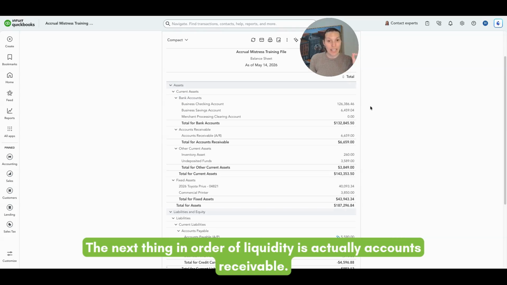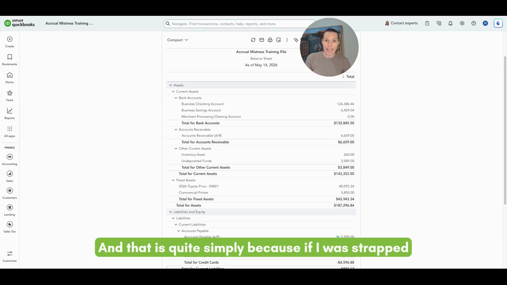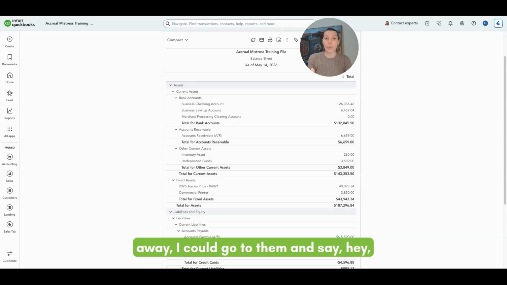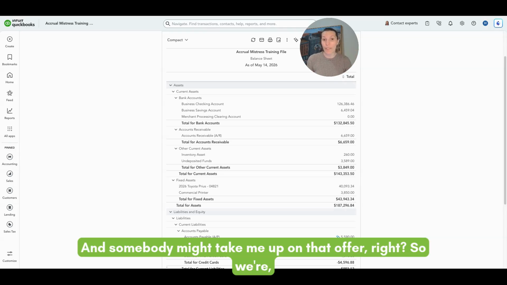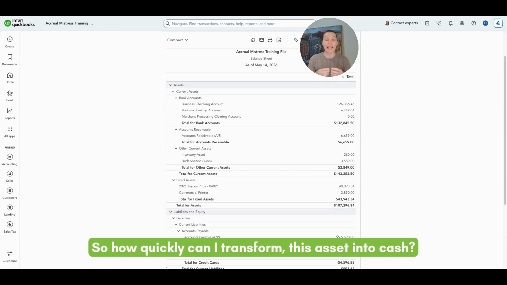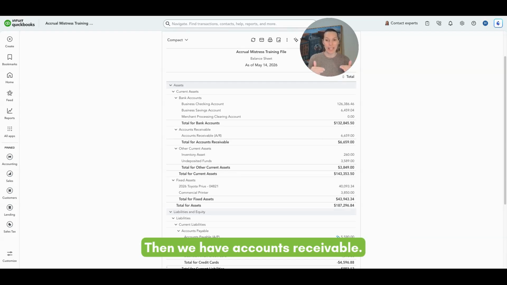The next thing in order of liquidity is actually accounts receivable. And that is quite simply because if I was strapped for cash in my business and needed people to pay me right away, I could go to them and say, hey, how about a 10% discount on your invoice if you pay me right now? And somebody might take me up on that offer, right? So we're again just moving through all of this in order of liquidity. So how quickly can I transform this asset into cash? Cash is at the top because cash is already cash. Then we have accounts receivable.